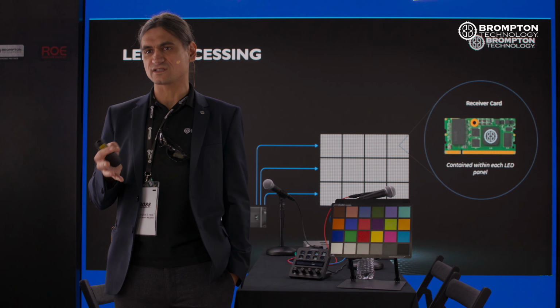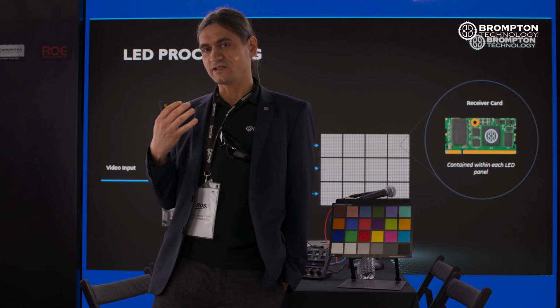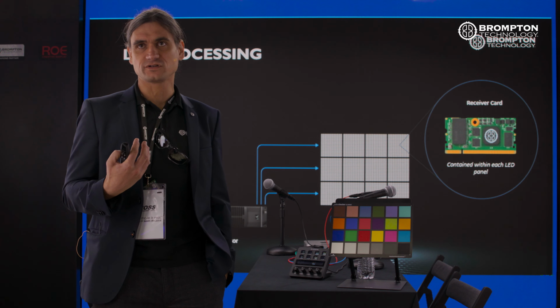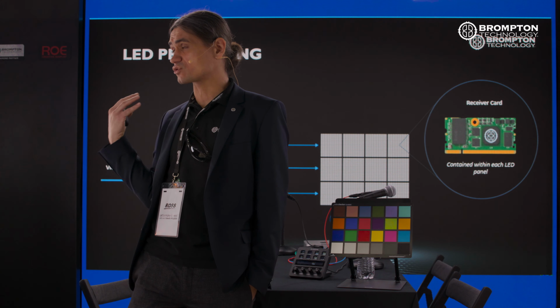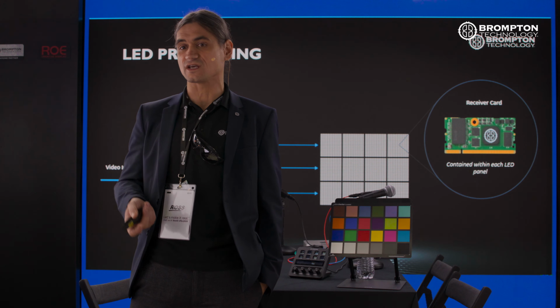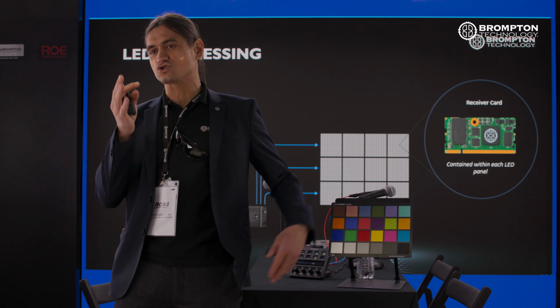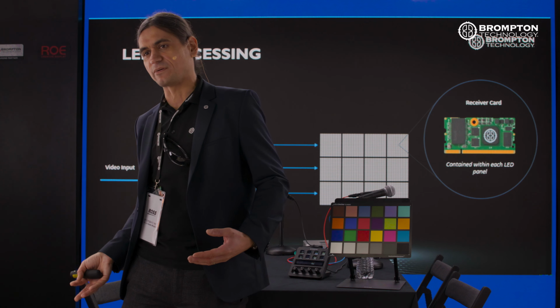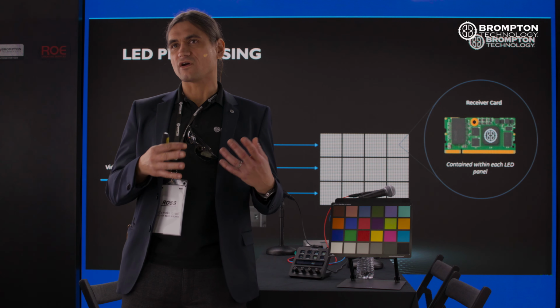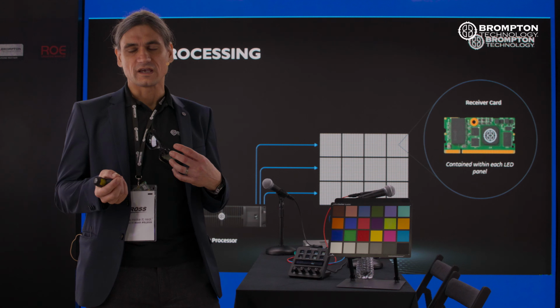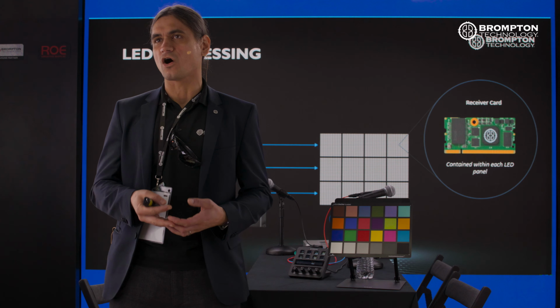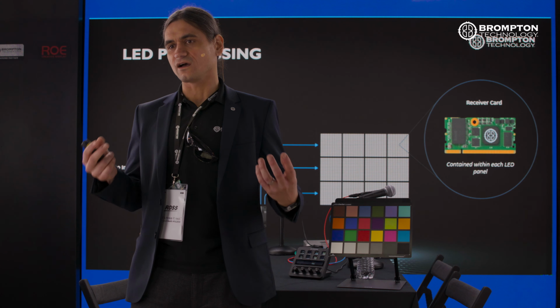First, let me talk about what an LED processor does. Well, an LED processor takes your video input, which you need to display on your screen, which you need to make look amazing, and it's basically splitting this video input into chunks and sends it to the LED panels. Inside the LED panel, you have a receiving card. The receiving card is basically the brain of the LED. So it's like a computer.